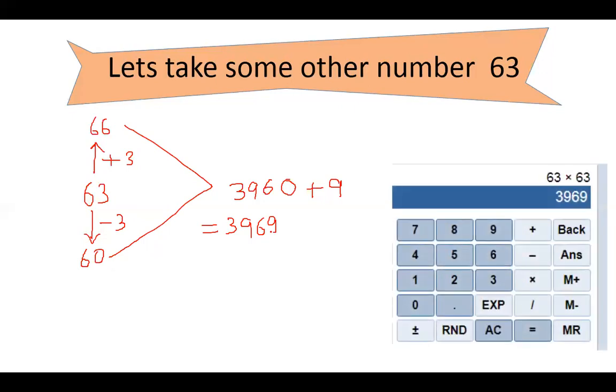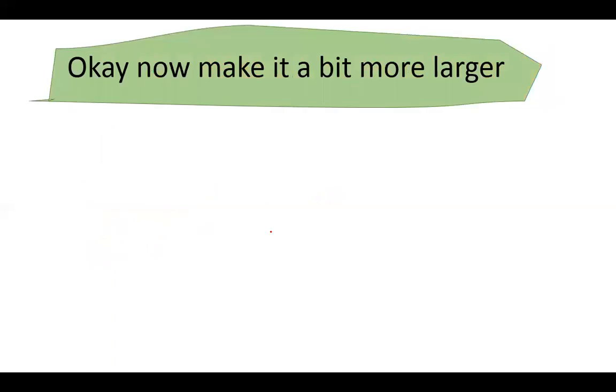So let us check it. Well, we have the same result. So our result is accurate. Now we are moving on to some larger numbers. So what could be the larger number? Let's take the number 97.